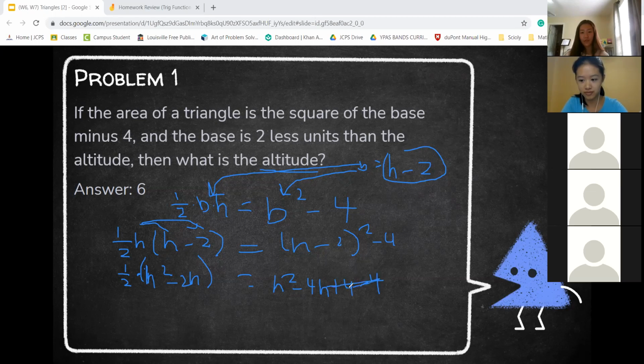So these two cancel out. This gives me 1/2 h squared minus h equals h squared minus 4h.